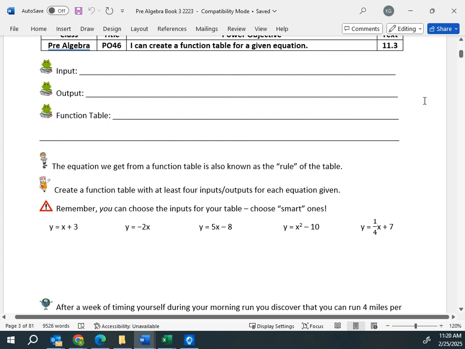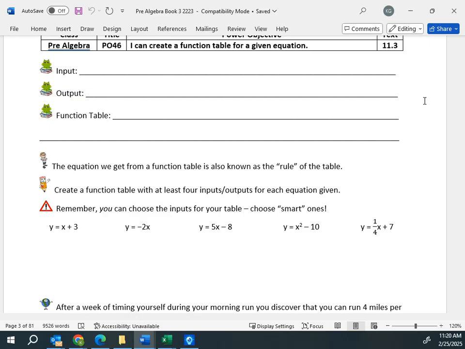Good morning. Today we are starting our first objective in our third binder. This is PO 46. I can create a function table for a given equation.